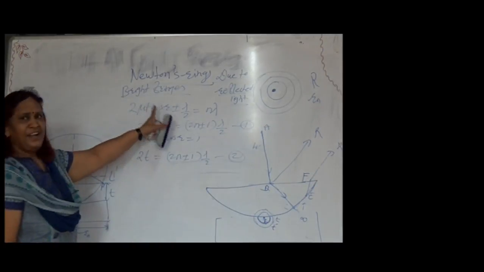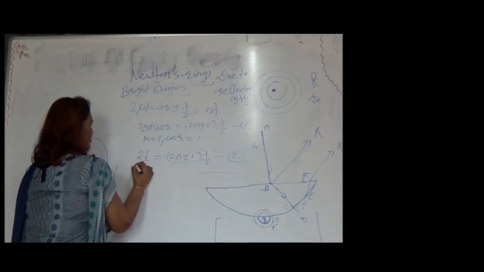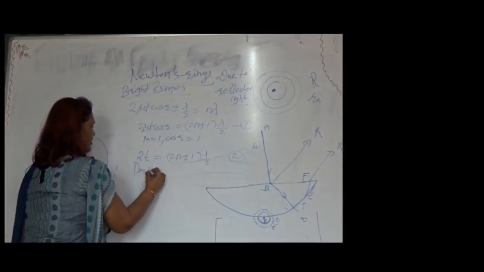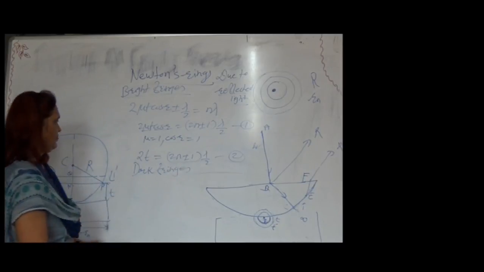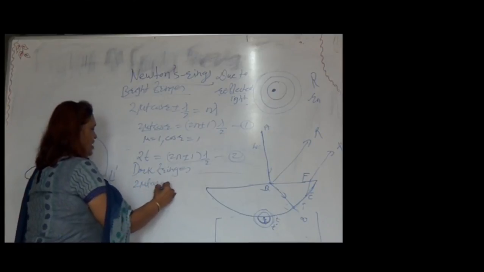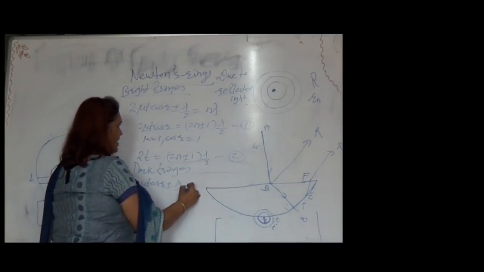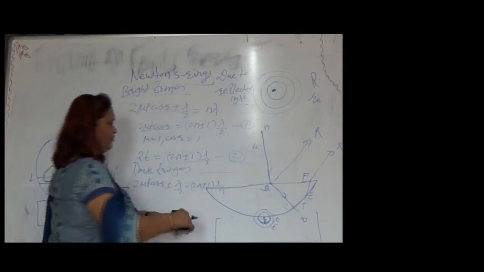Similarly, we can find the condition for bright fringes. This is for bright. Then we can calculate for the dark fringes. Now for dark fringes, the condition is 2 mu t cos r plus or minus lambda by 2 is equal to the odd multiple of lambda by 2.